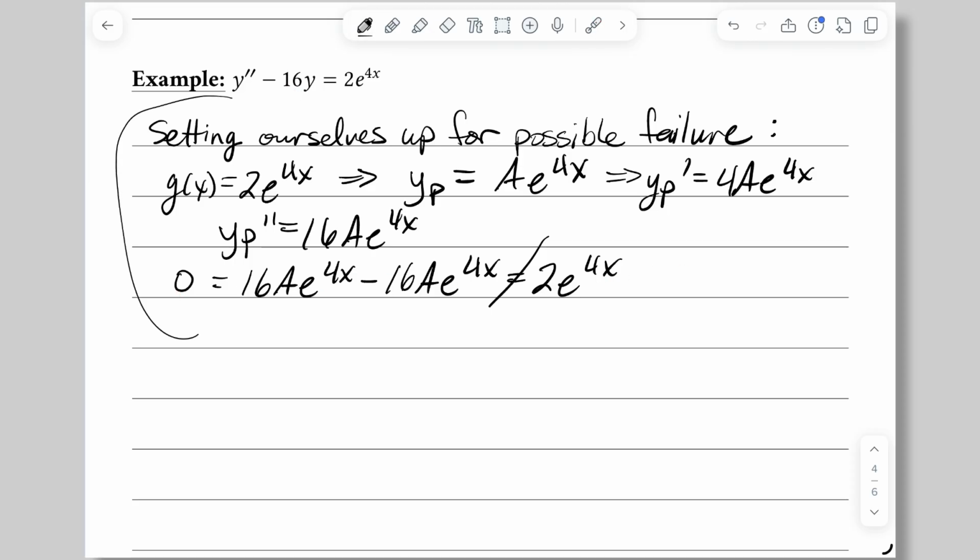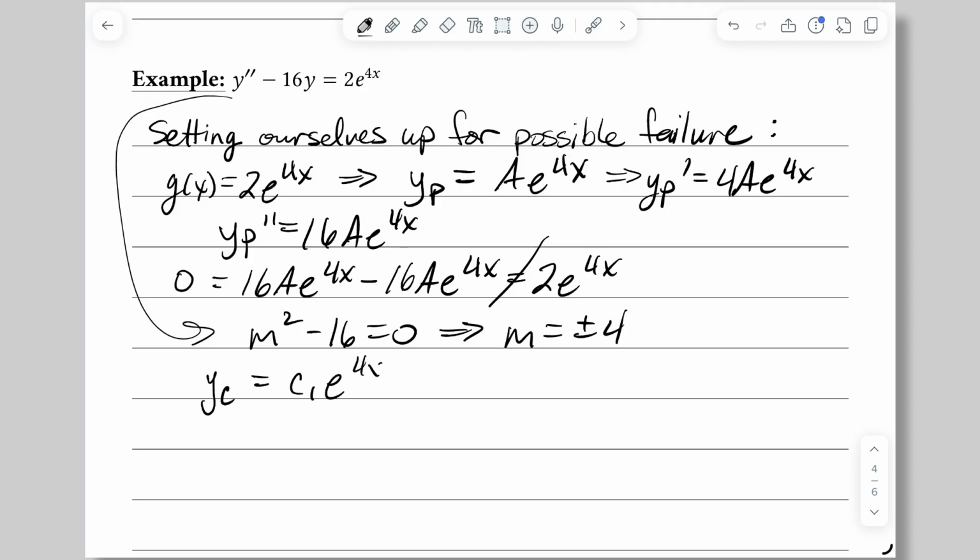This is not a way to find a. This is why the first step is to find the auxiliary equation m squared minus 16 is equal to 0, which then gives us that m is equal to plus or minus 4. And so the complementary function y sub c is equal to c1e to the 4x plus c2e to the negative 4x. Now we have a situation where the complementary function shares a term with what we see on the right-hand side of the non-homogeneous differential equation.